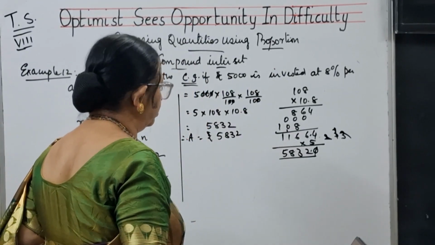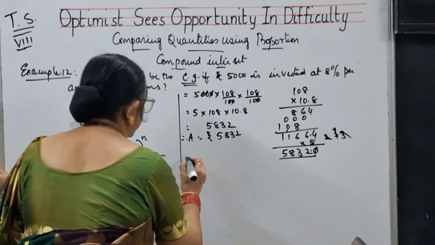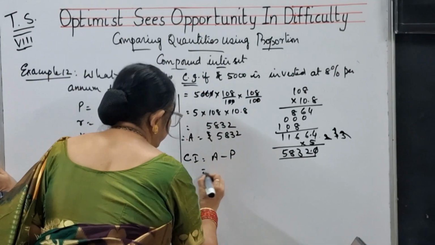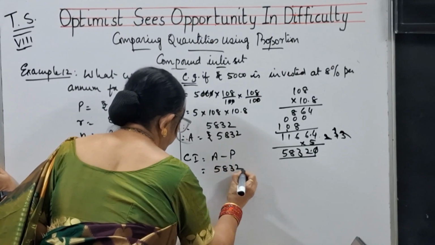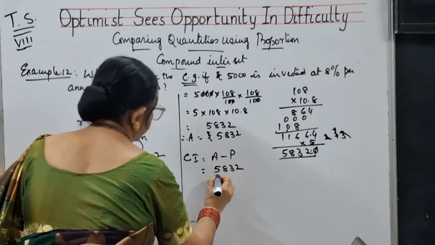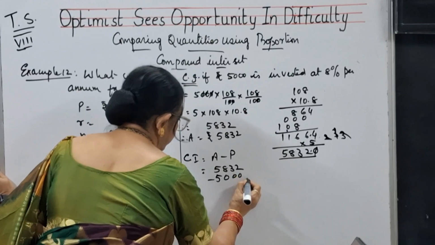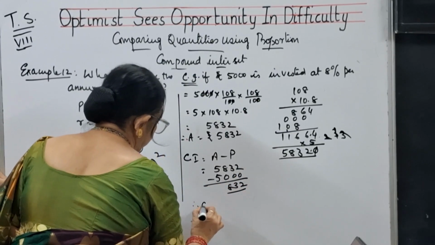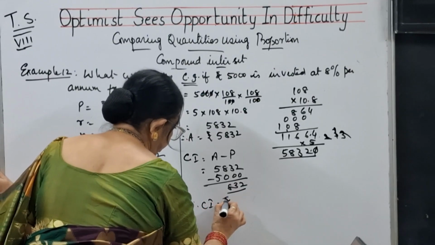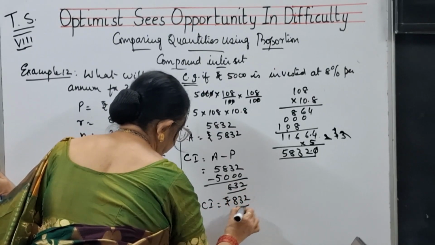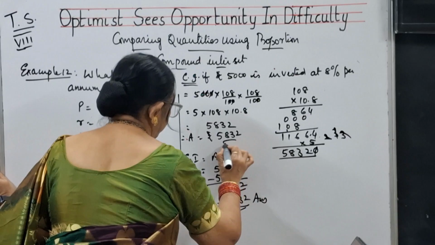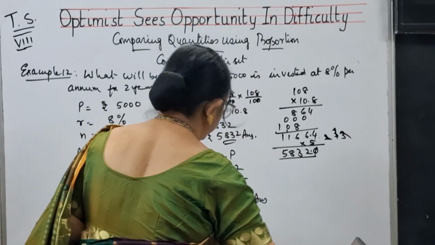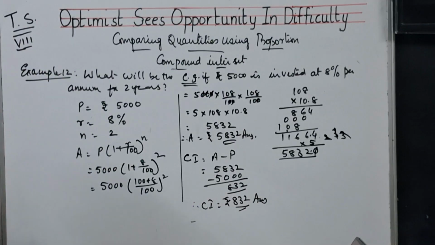What will be the amount and interest they are asking? Compound interest is nothing but amount minus principal. 5832 minus 5000, so how much are you getting? 832. So compound interest is equal to rupees 832. This is one answer and this is one answer, children. Please note it down. This is example 12.